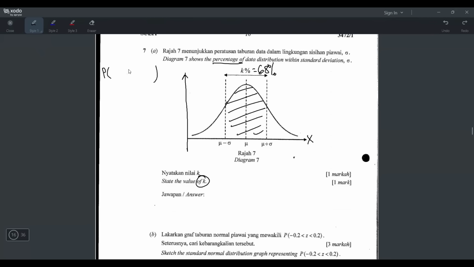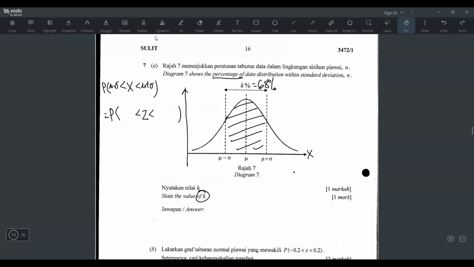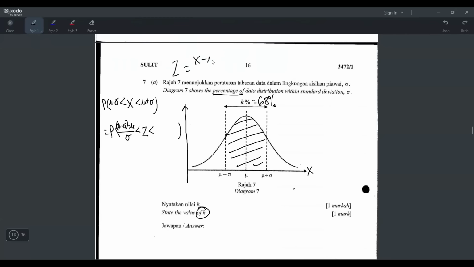So the region is x in between mean minus standard deviation, and then this one is mean plus standard deviation, right? Because this one is x, right? And when we want to refer to the z value table, we have to convert to z, right? We have to standardize, and the formula is x minus mean divided by standard deviation. So the formula is z equals x minus mean divided by standard deviation.